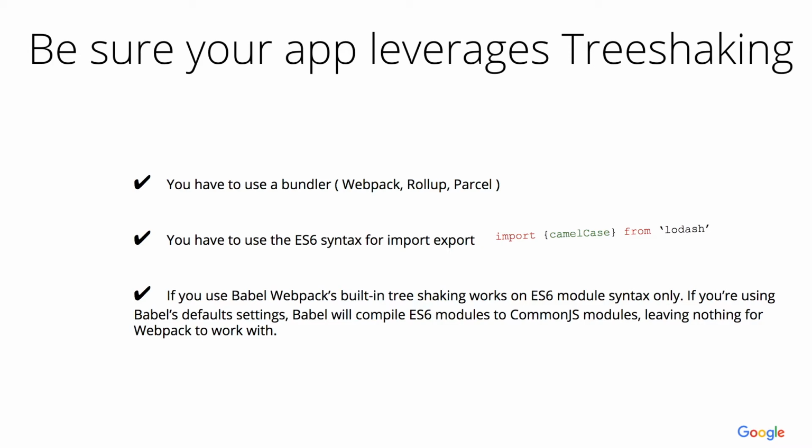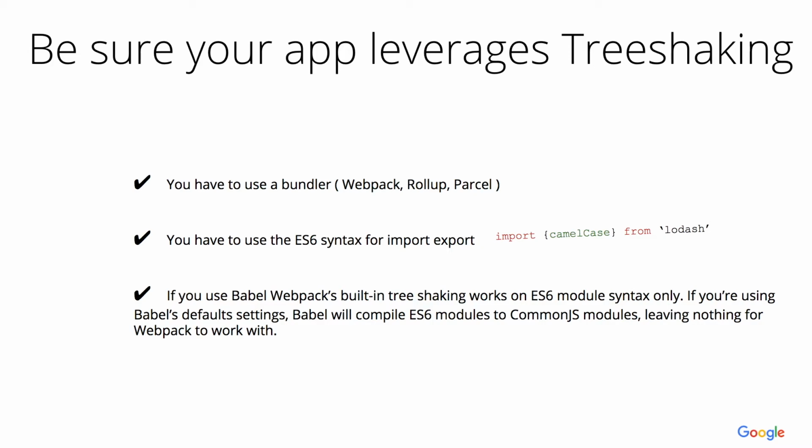To use tree shaking, you should use a bundler, so either Webpack, Rollup or Parcel, and you have to use the ES6 syntax for import export, and you should not use the CommonJS way to load modules. Otherwise, tree shaking will not work.